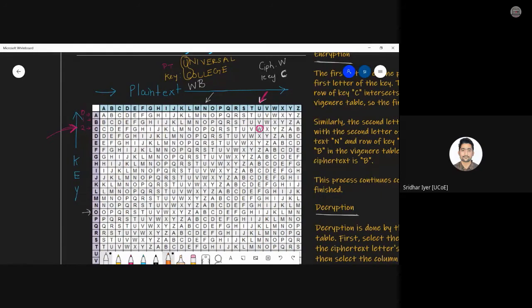Let me repeat it. C is your key. In that key row, wherever you encounter W, that particular column will give you the plain text back. Am I making any sense?